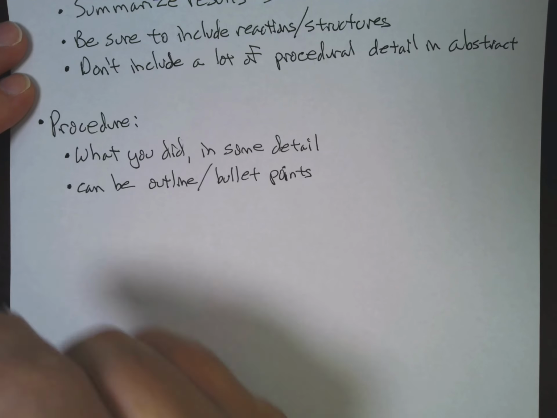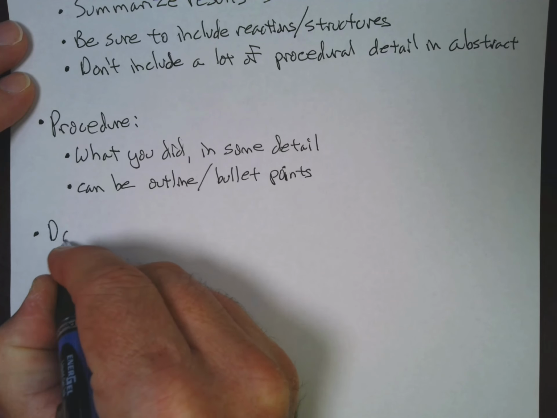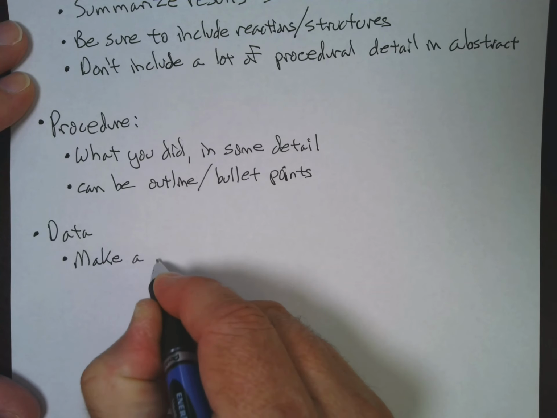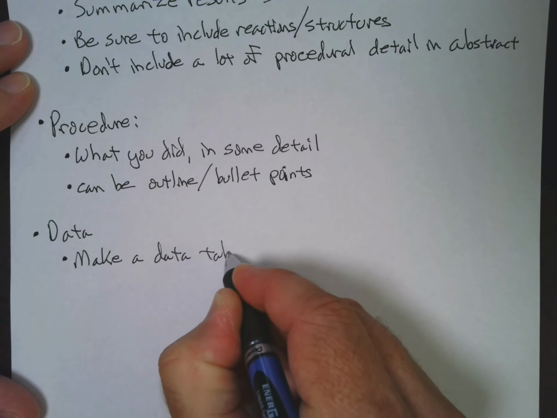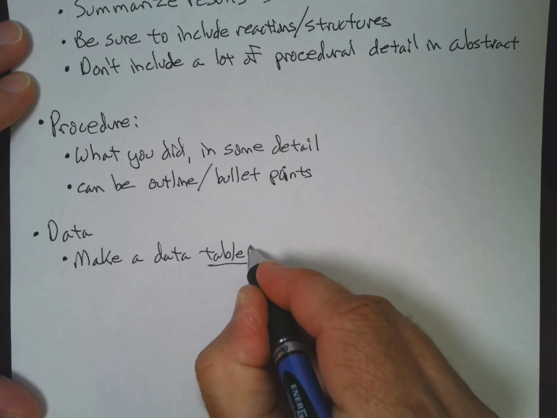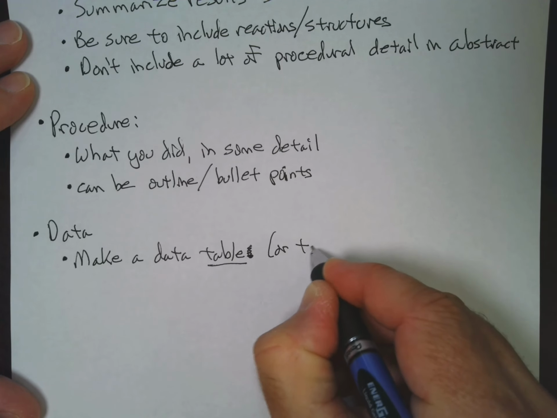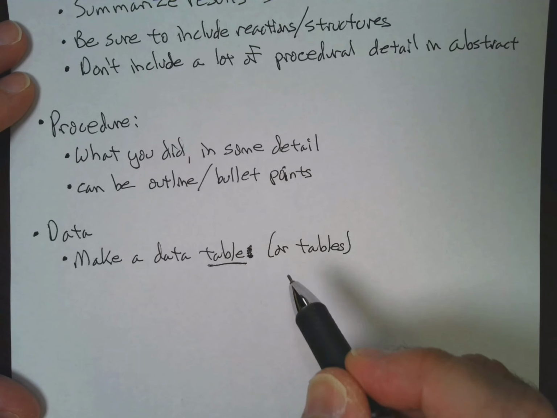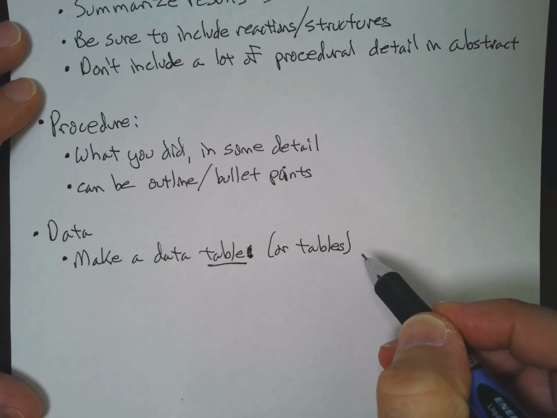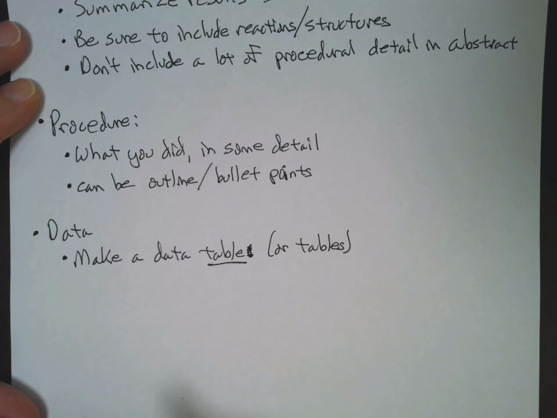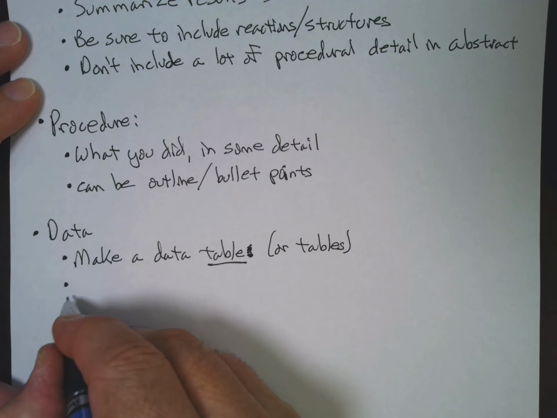All right. You will also need data. You will want to make a data table. Or tables. And I am underlining table because yes, it should be a table. All right, you don't just want paragraph form, you want an actual table. I want to see those lines of the box-like structure. You need to include qualitative data as well.